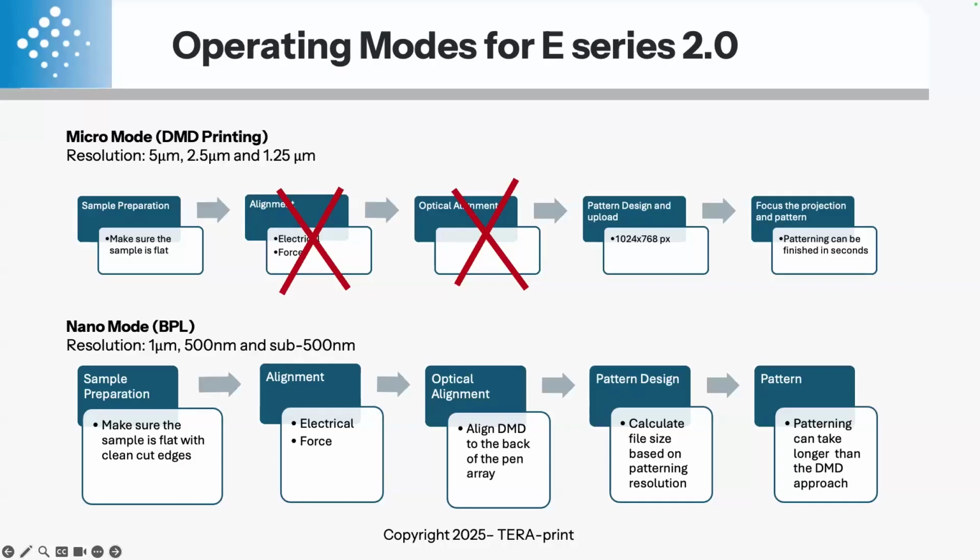Before you start your experiment, I'd like to emphasize again, you want to know your desired resolution. If you need something higher than 1 micron, you can use the DMD mode. The resolution you can achieve 5 micron, 2.5 micron, and 1.25 micron. You just need to prepare your sample, make sure the sample is flat, and there's no need to go through electrical alignment or optical alignment.